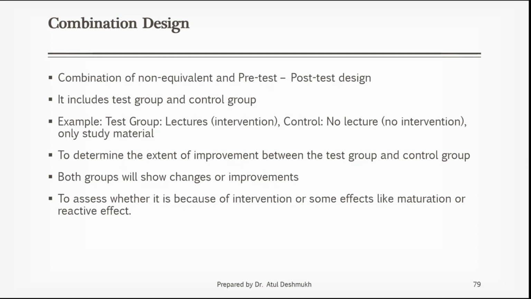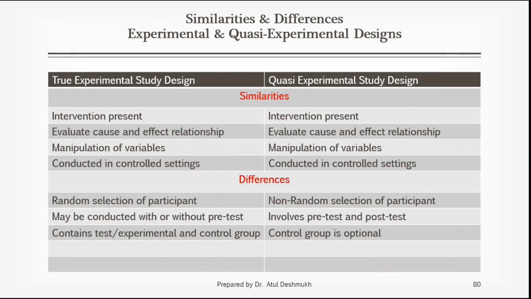That is the objective of using a control group in experimental study design, whether it is quasi-experimental study design or true experimental study design. Okay. So to summarize, we will discuss similarities and differences in true experimental study design and quasi-experimental study design. First, we will talk about similarities. In both, intervention is present. So the first point under similarity is that intervention is present.